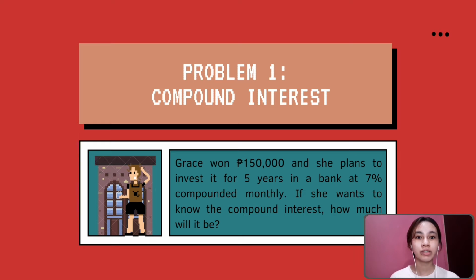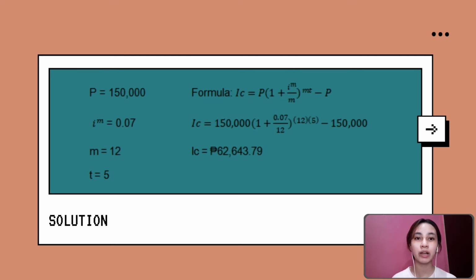Grace won 150,000 pesos as she plans to invest it for 5 years in a bank at 7% compounded monthly. If she wants to know the compound interest, how much will it be? List down the given information. The principal, or P, is 150,000 pesos. The nominal rate, or I raised to M, is 0.07. The frequency of conversion, or M, is 12, since it is compounded monthly. And lastly, the time is 5.